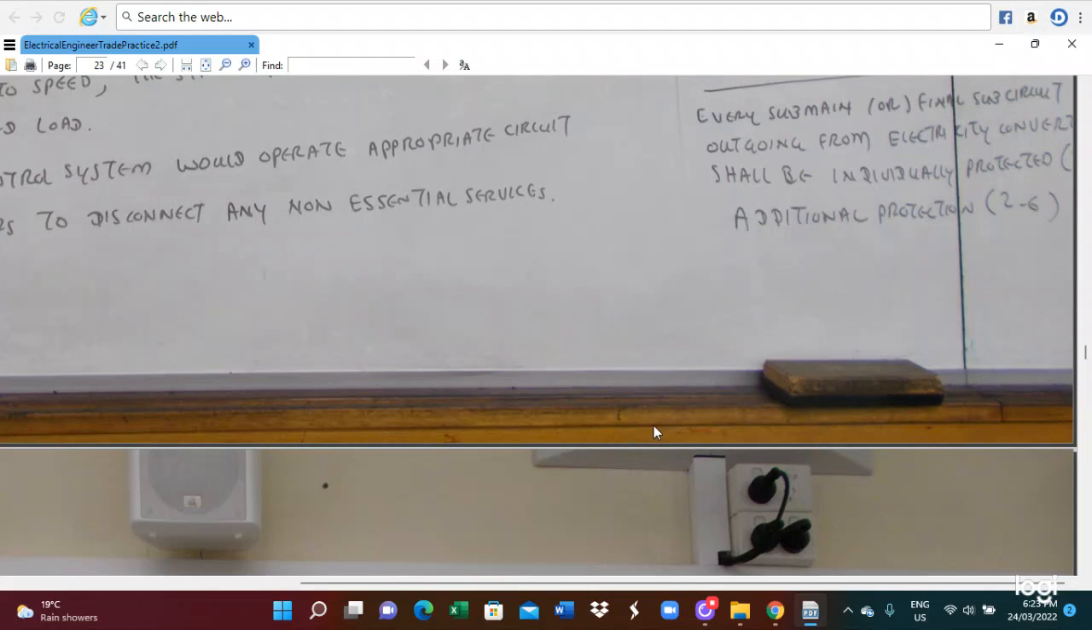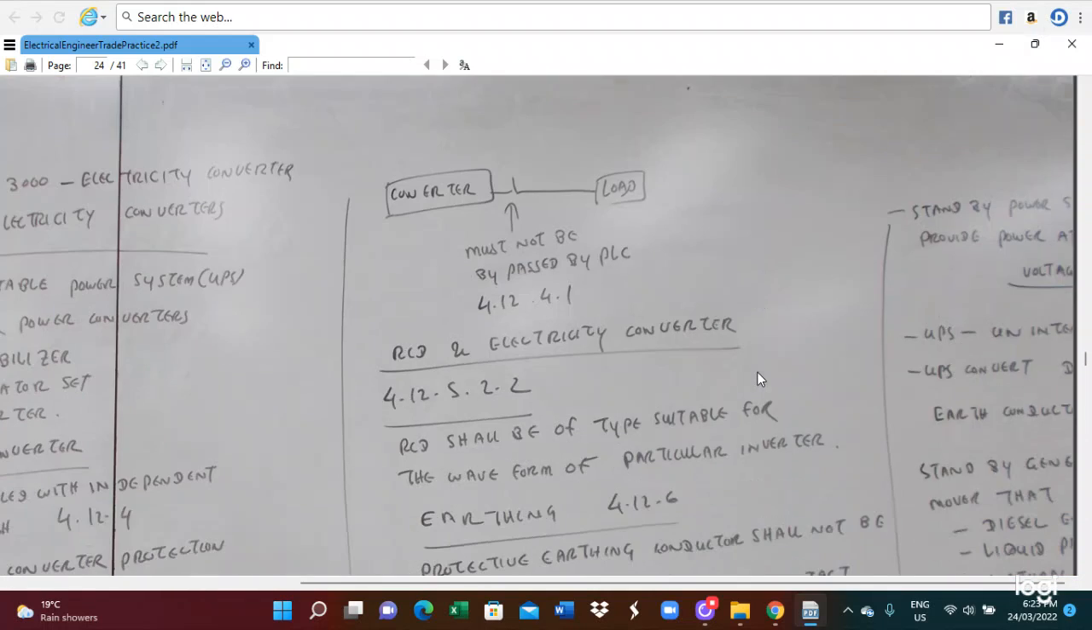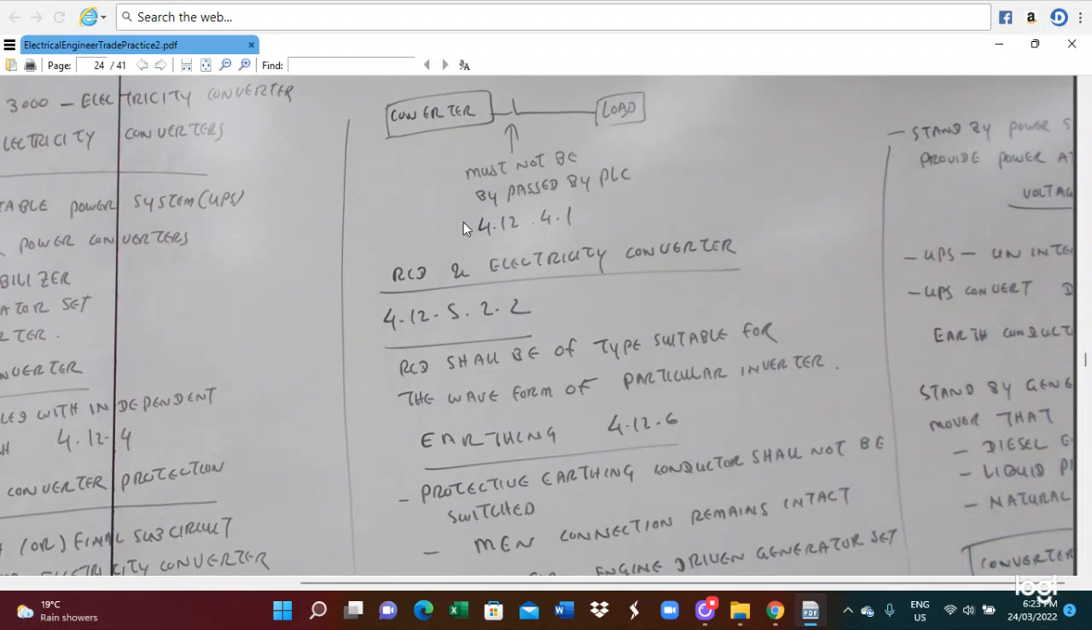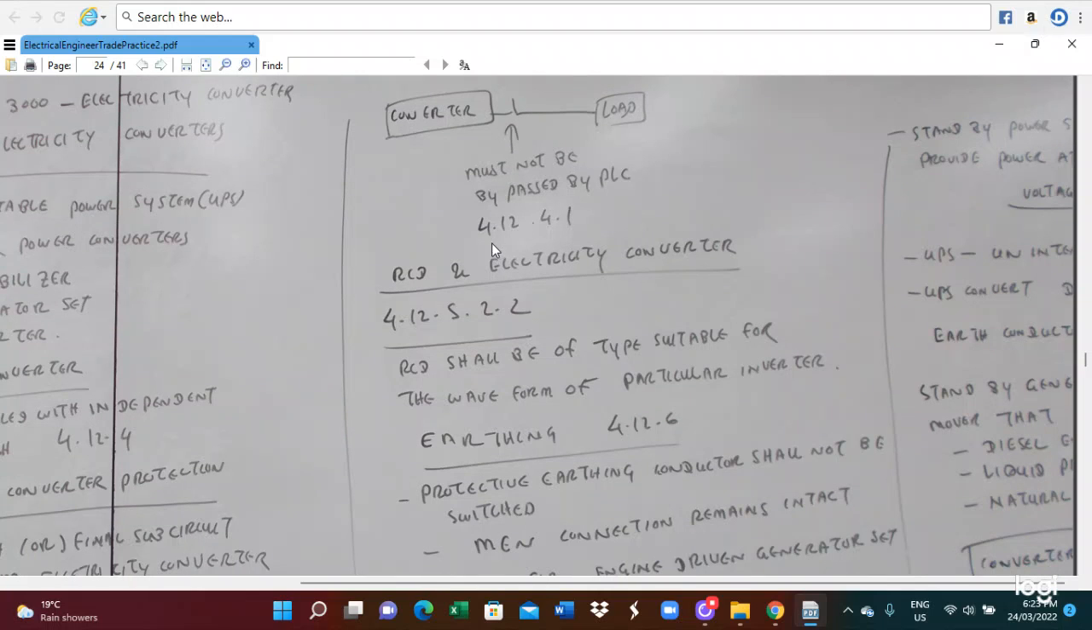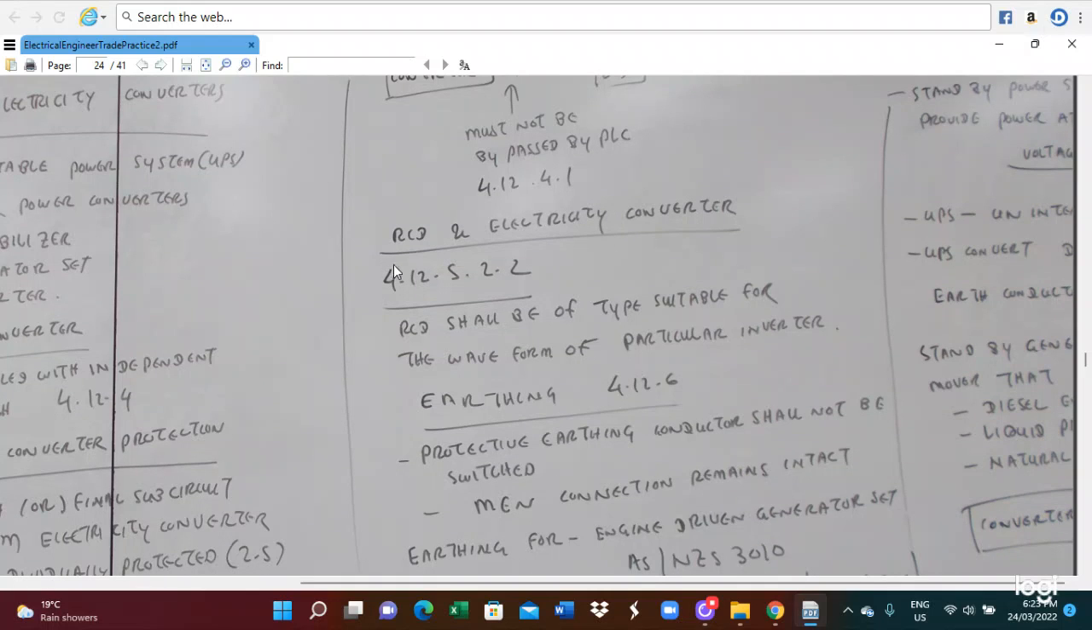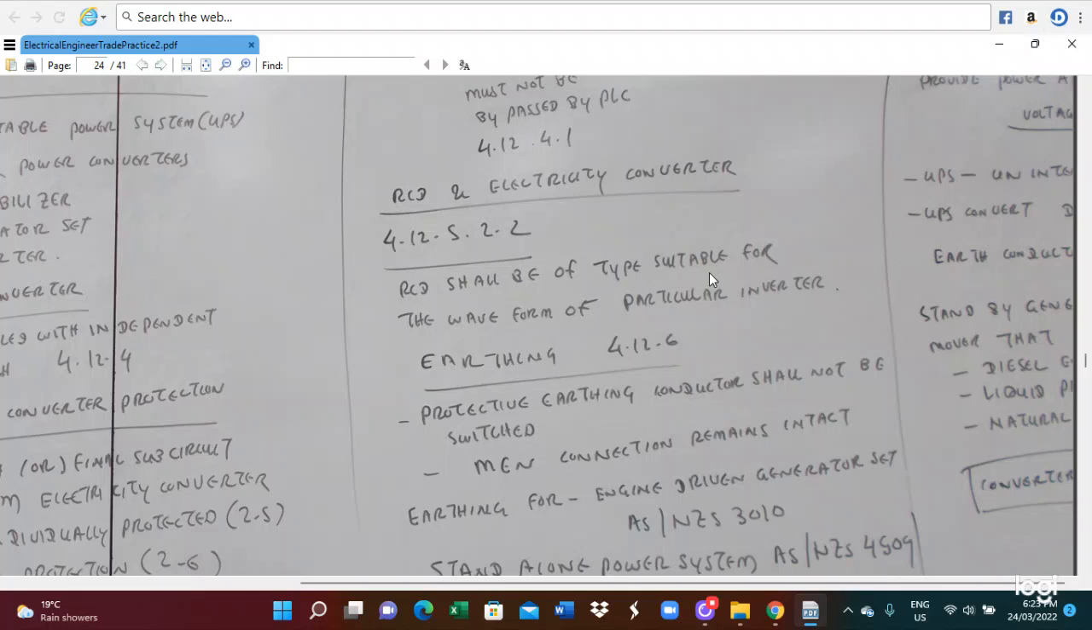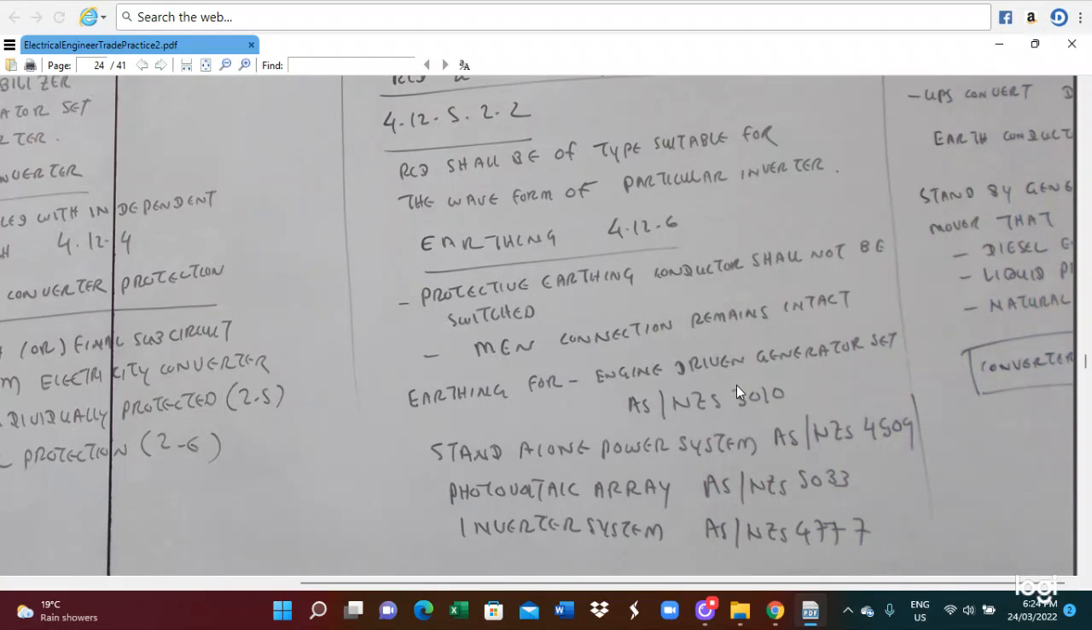So this is clause 2x6 of AS3000. So here will be the converter and load. They must not be bypassed by the PLC. So this is for clause 4x12 and 4x1. And for RCD and electricity converter, we have to follow 4x12 by 5x2x2 of AS3000. The RCD must suit the waveform of the particular inverter. So other systems must follow 4x12 by 6.